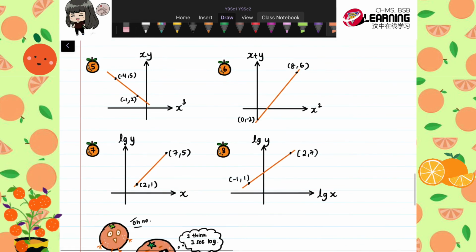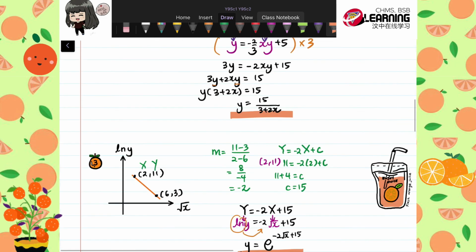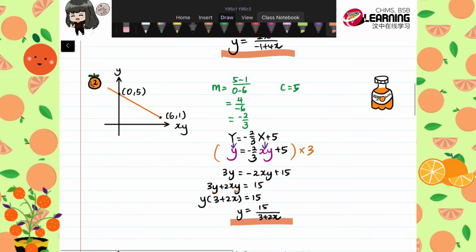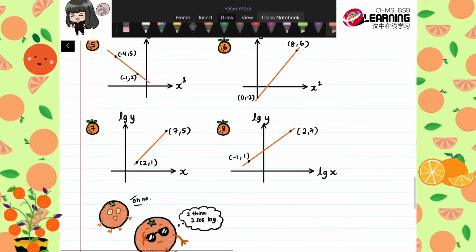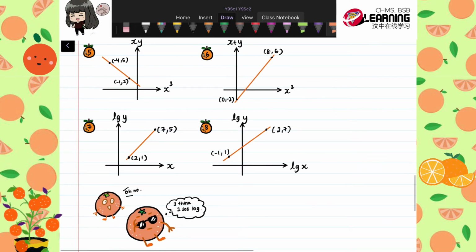Okay, this task is not hard because the hard one is already here on the top. From question 1 until question 4, I already chose the hard ones. So here 5 to 8 is your work. Okay, it's the work that you're going to do.